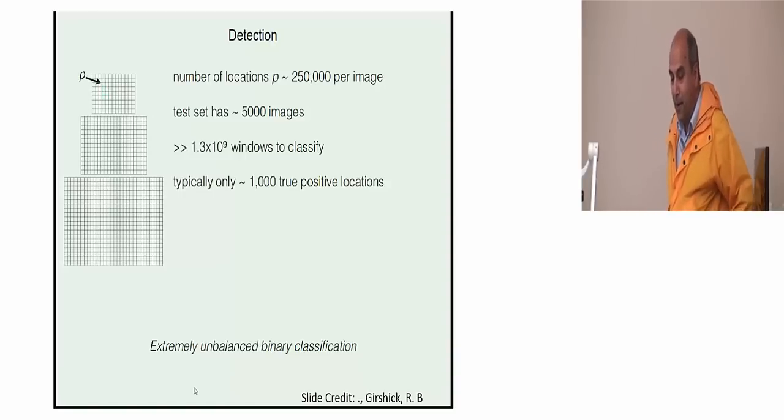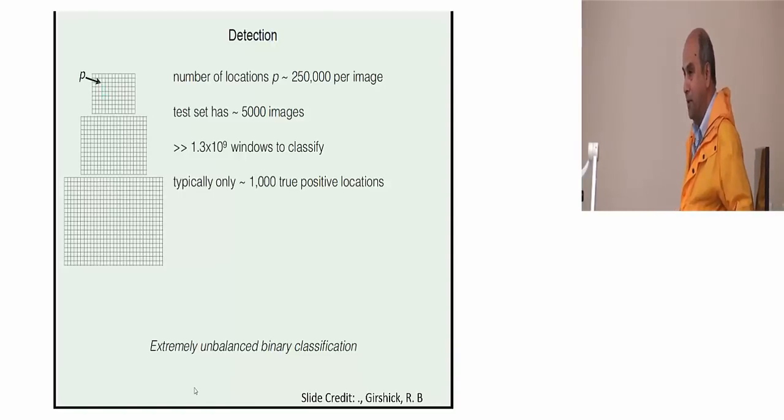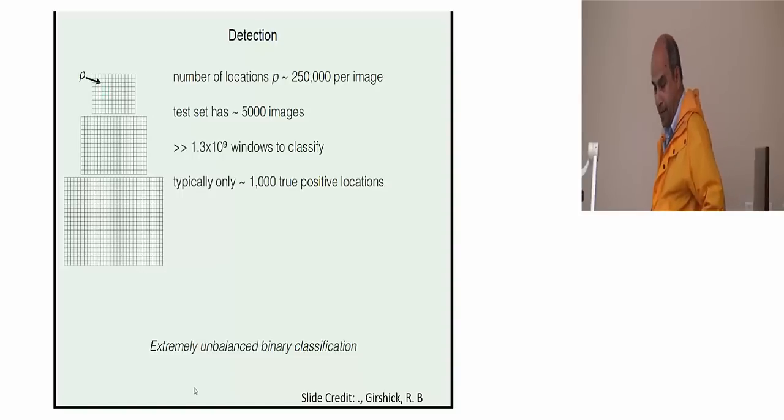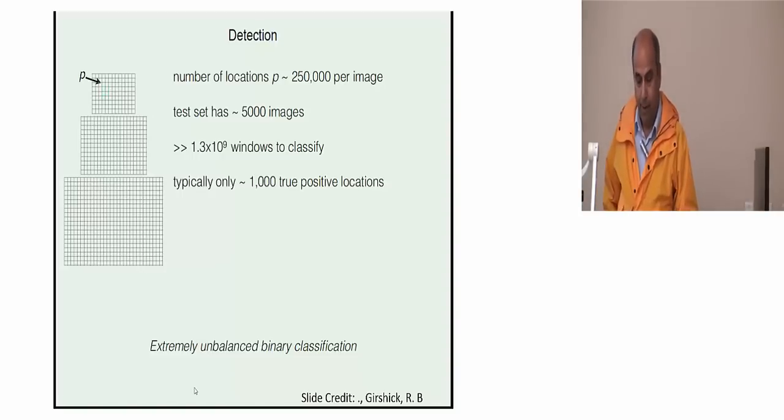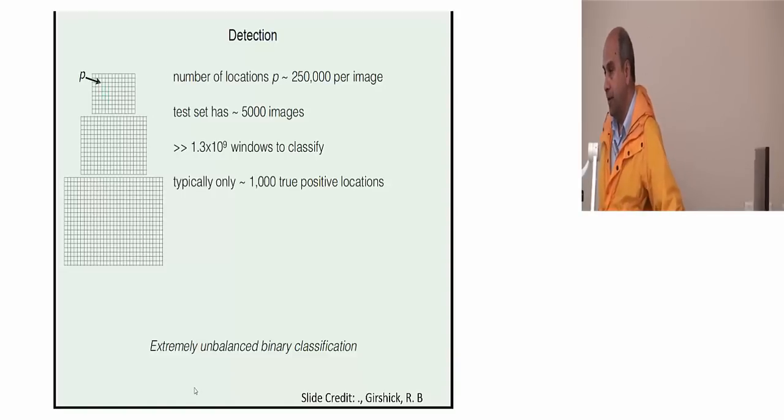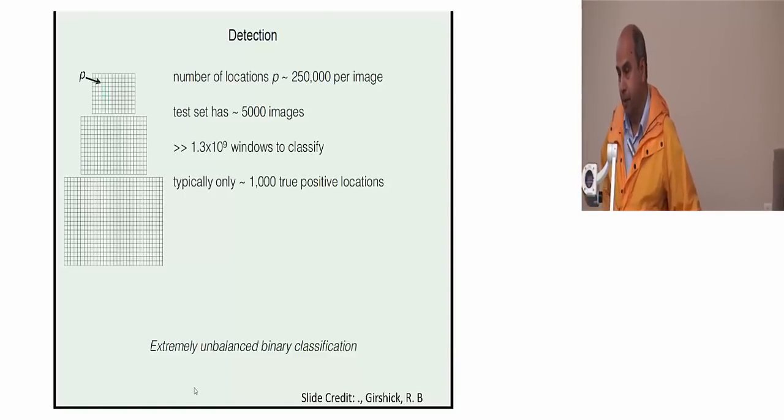So now in an image there are lots of possible locations as you go through the scanning window, and in many images. If you have 5,000 images in the test set, you have lots of these windows to classify, and so it is extremely hard, lots of computation. In a way you have lots of locations, but there are very few true positives, because in most places there won't be a person.